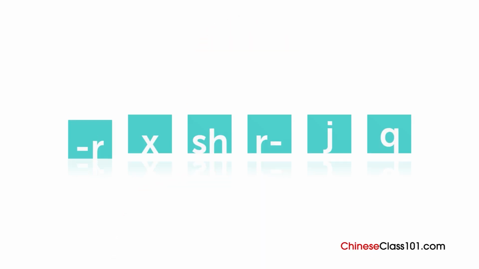Well done! You just learned another 6 Chinese consonants: q, x, sh, r, j, q. These consonant sounds do not appear in English, so be sure to practice them. In the next lesson, you'll learn 5 more Chinese consonants that are unique to English speakers.